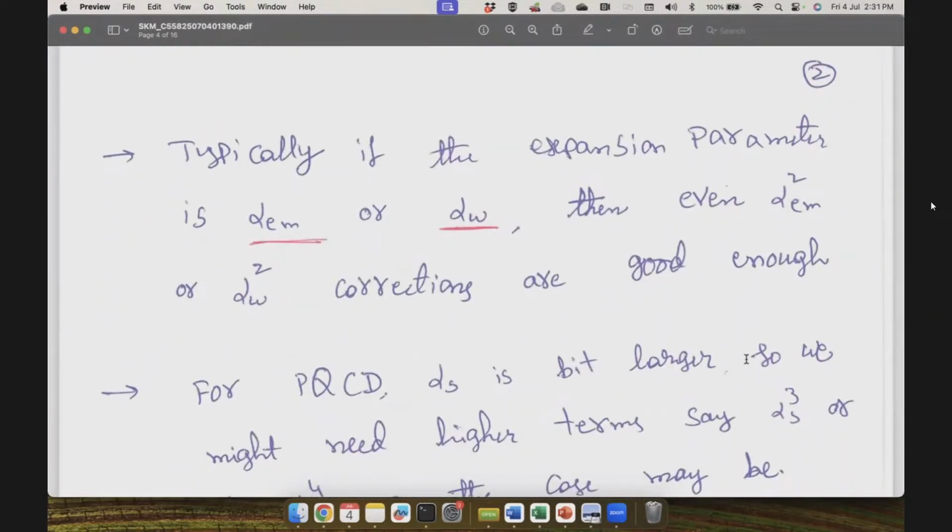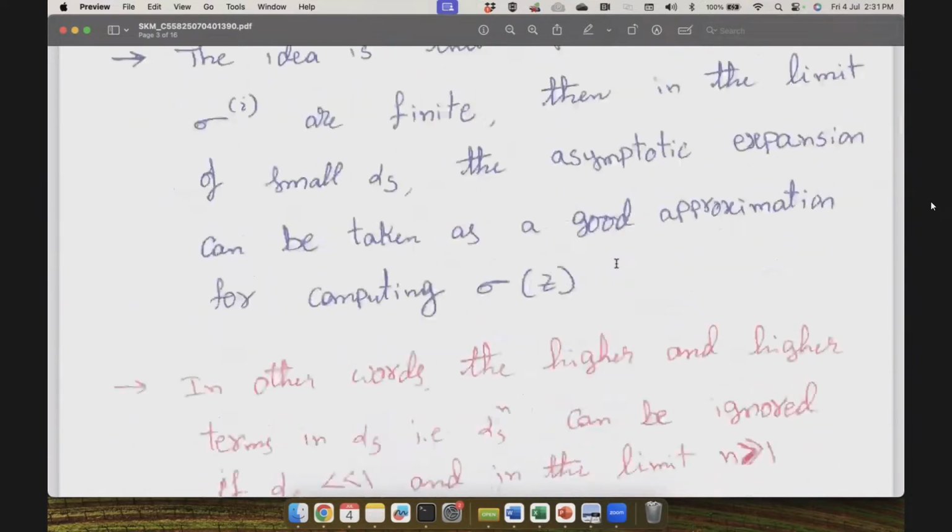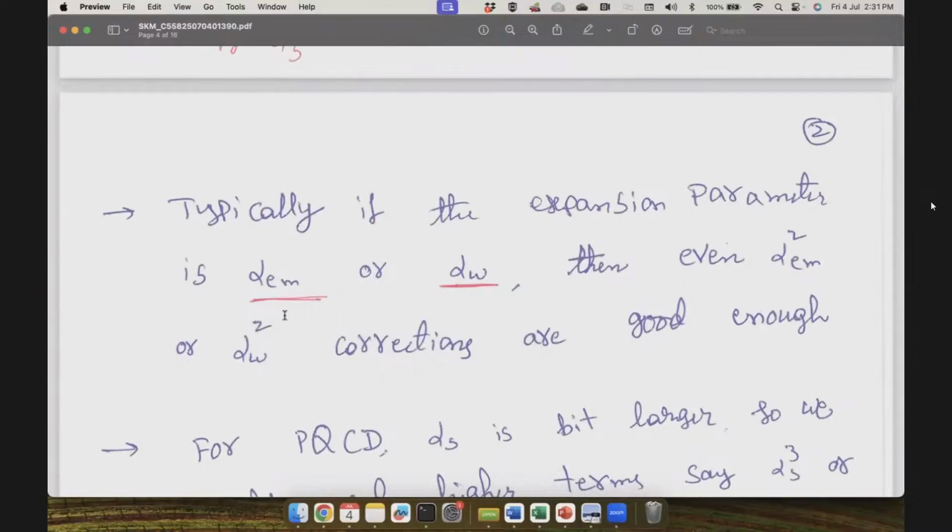Typically, if the expansion parameter is alpha electromagnetic or alpha weak, then even alpha electromagnetic square or alpha w square corrections are good enough. When I say corrections, forget about the leading order, what is sigma naught. That is not what we are interested in. Suppose alpha is 1 over 137, the fine structure constant. That is already two orders of magnitude smaller compared to unity, so alpha square is even much smaller. A similar argument goes with the electroweak coupling as well.